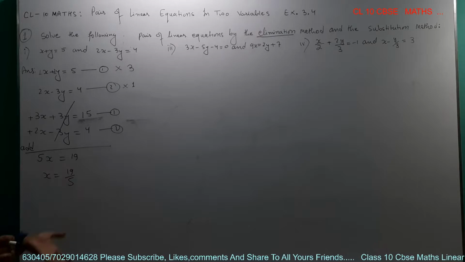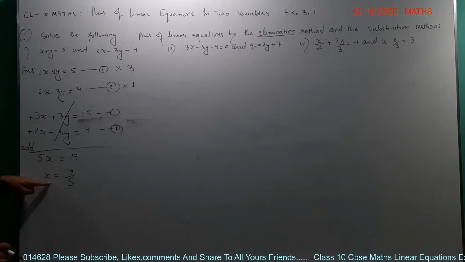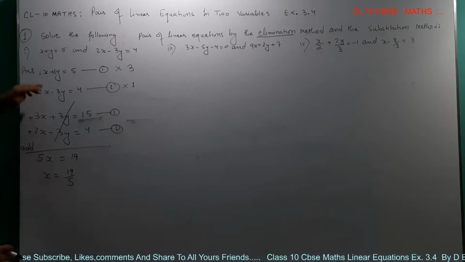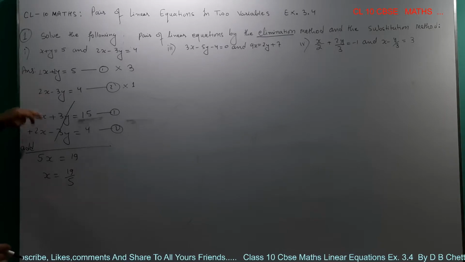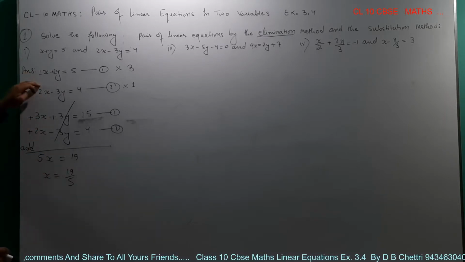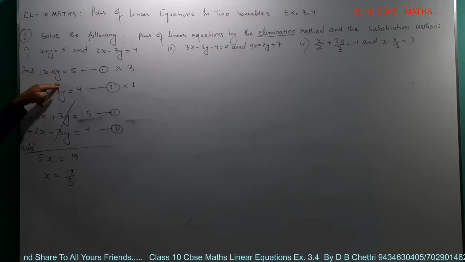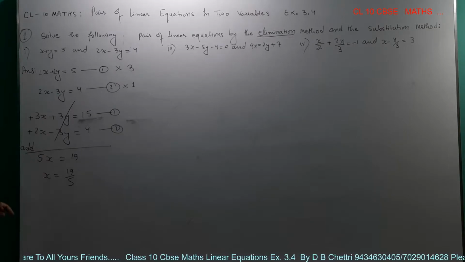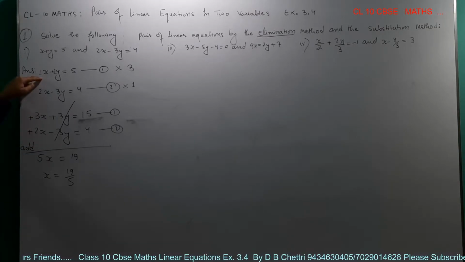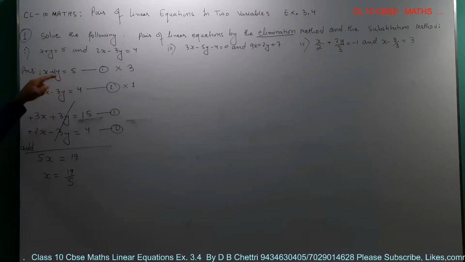This method is called the elimination method. Now we got the value of x. Now we are going to use this value in any one equation. We are going to use the value of x, 19 by 5, in any one equation to get the value of the other variable, that is the value of y. Just substitute in any equation, we will get the same answer. And choose the equation.